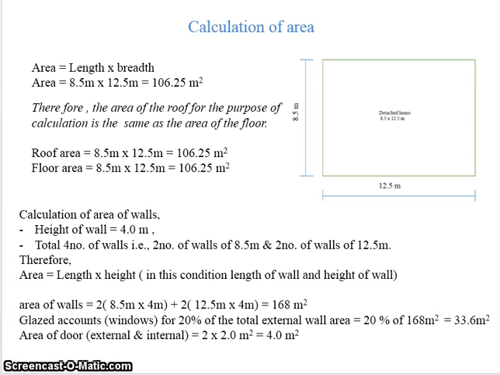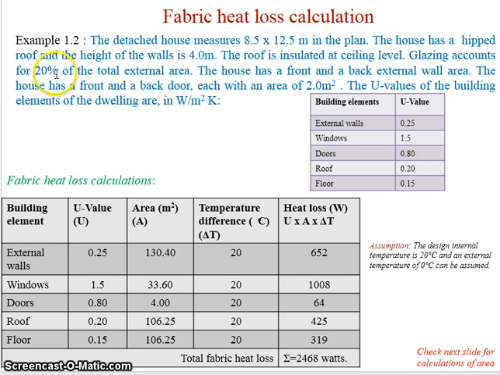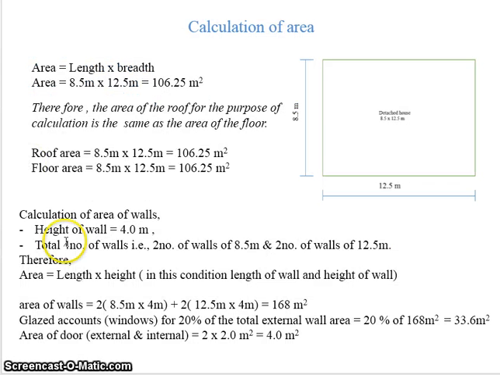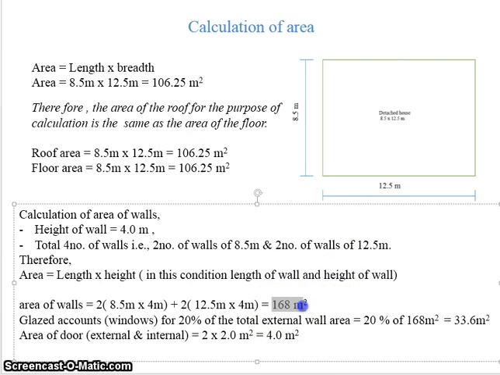So in the question you can see this: 20% of the total external area is glazing, that means windows. So glazed areas, windows, account for 20% of the total external area. The external wall area is 168 meter square. In this, 20% means 33.6 meter square.